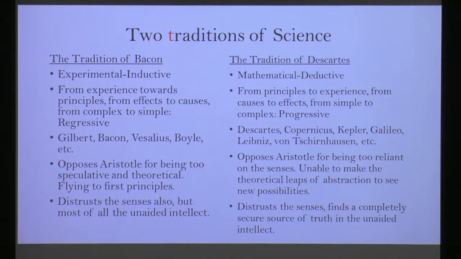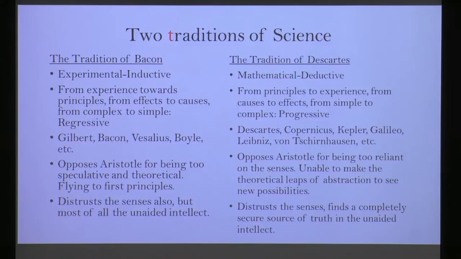Examples of figures in this tradition broadly are Gilbert, the guy who studied the magnet, Bacon himself, Vesalius, Boyle with chemistry. These are all people who would be recognized in the tradition of Bacon. You can see why chemistry would have to start there, because chemical theories come really at the end of things. You've got to do so much experimentation at the very beginning. Same thing with the human body. How many general theories do we have about the structure of the human body? Not very many. So you have to start with examination and experimentation for those sciences really to get anywhere. So that makes a lot of sense.